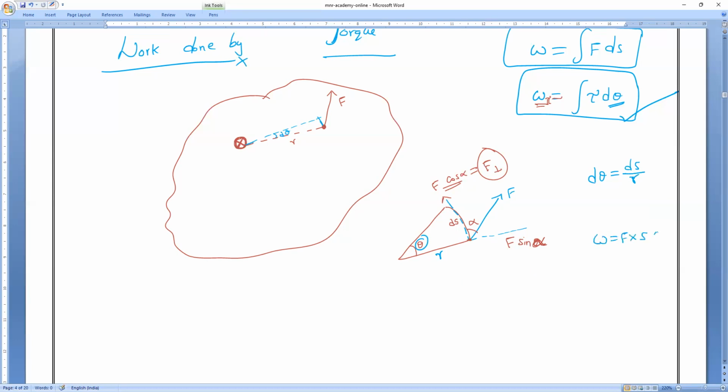Force into displacement into cos theta. Now it is a very small particle, so dw is equal to force, the applied force F, into ds into cos theta. We know that F and ds, and cos theta means cos alpha. So now all of you observe, can I write this as F cos alpha into ds? I can write it.